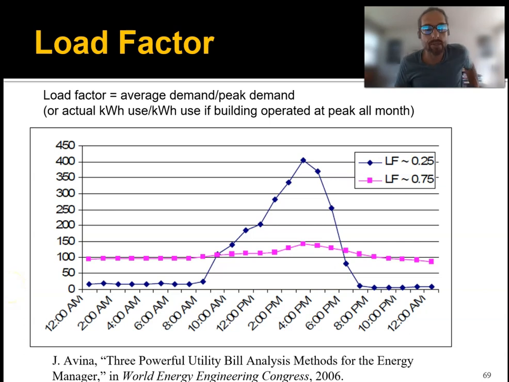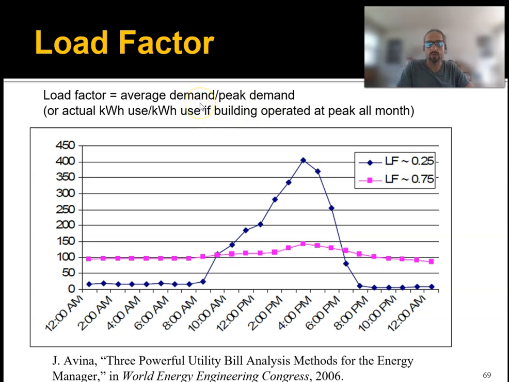All right, everyone. So in this lecture, I'm going to go over load factor and some of its implications. This is a continuation of homework 4. Okay, so what is load factor? Load factor is your average demand divided by your peak demand. This is usually calculated over the course of one month.